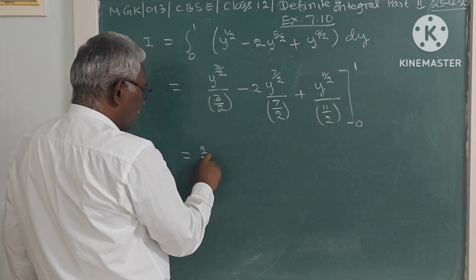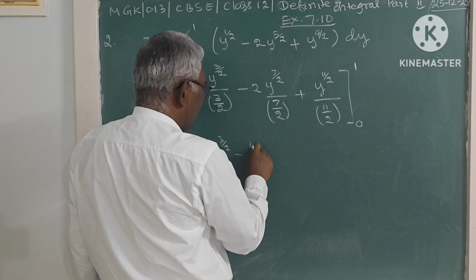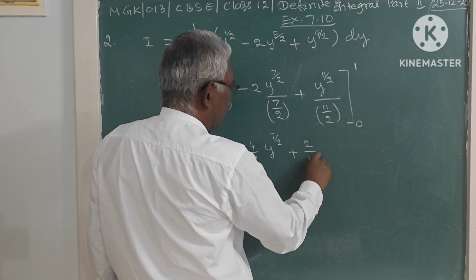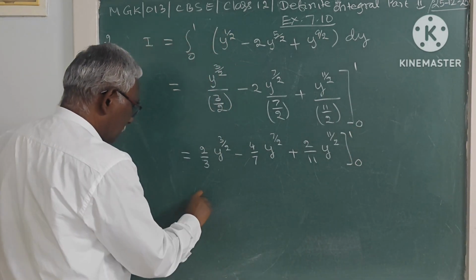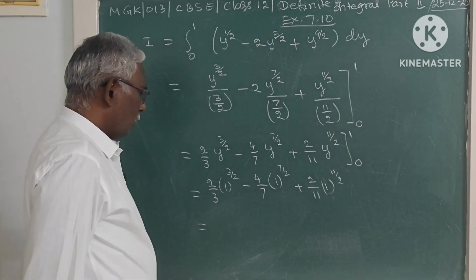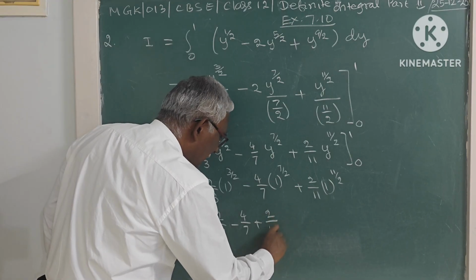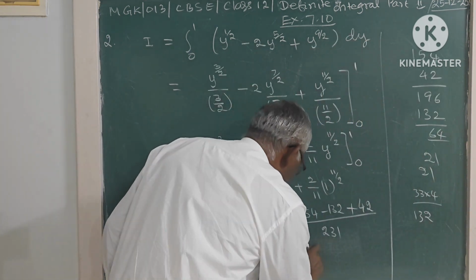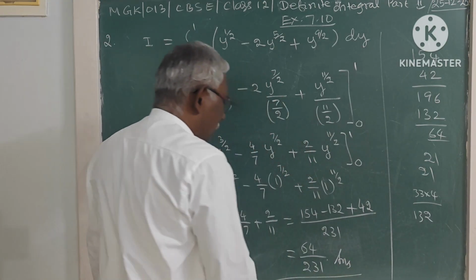This is 2 by 3 times y power 3 by 2, minus 2 into 2, 4 by 7 times y power 7 by 2, plus 2 by 11 times y power 11 by 2, again 0 to 1. Now for y we will substitute the upper limit, so that will become 1 only. So this will become simply 2 by 3 minus 4 by 7 plus 2 by 11, which is 64 by 231. So this is the answer.